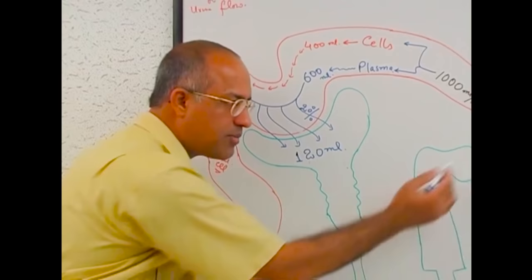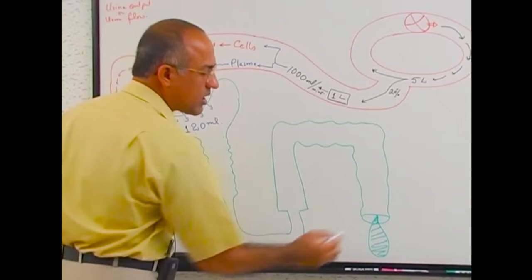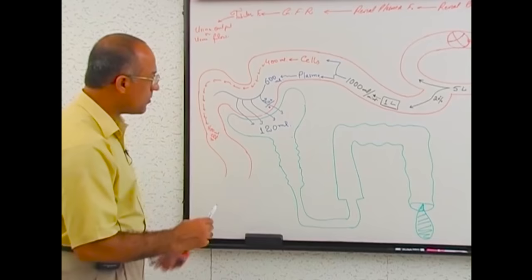That this 120 ml, when it is passing through the nephron, in the end, how much comes out as urine drop? What do you think? Out of 120 ml, normally how much comes out as urine drop? 1 ml. How? Look.